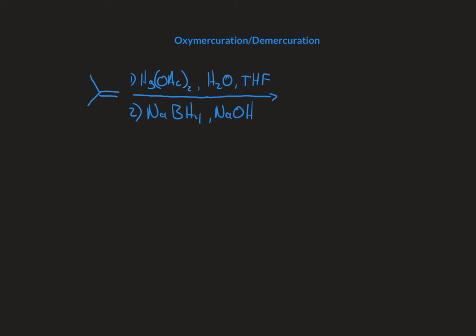The next type of reaction that we'll talk about for hydrating alkenes is oxymercuration demercuration. The first thing I want to show here is drawing out this mercury ion. This is mercury acetate.